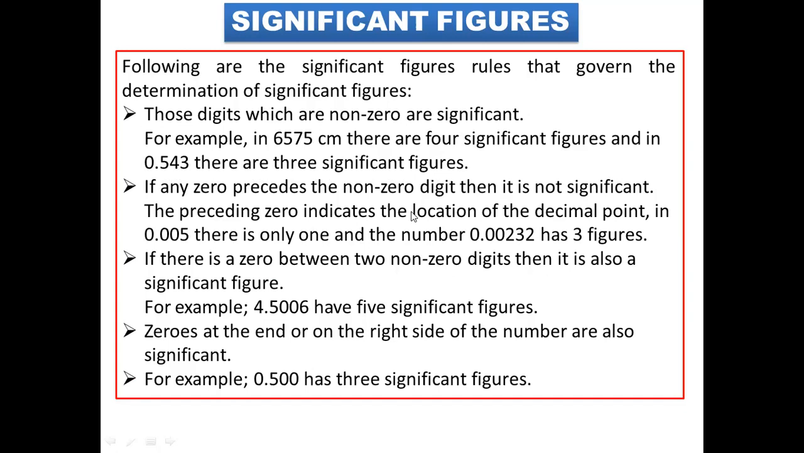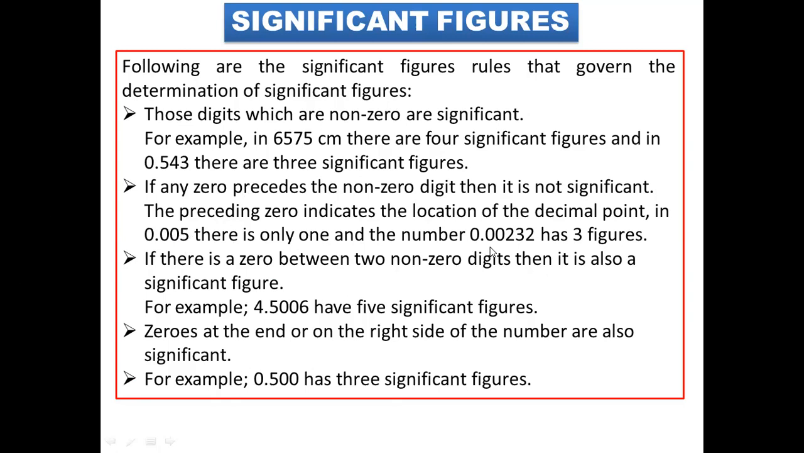If any zero precedes the non-zero digit, it is not significant. The preceding zero indicates the location of the decimal point. For example, in 0.005 there is only 1 significant figure, and the number 0.0232 has 3 significant figures. This is called a preceding zero. Before that, these zeros are not significant, so here only one significant figure, that is 5.